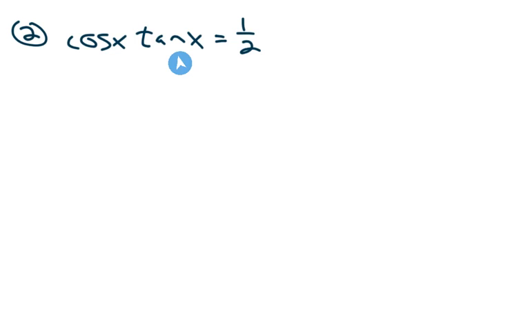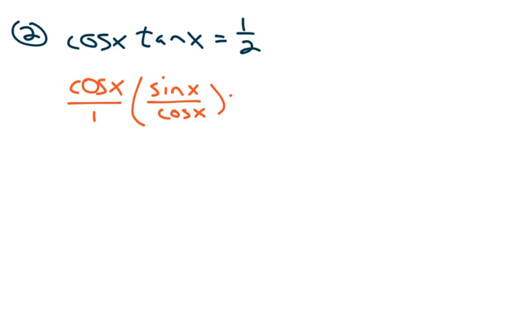So what we need to do is we probably need to rewrite this using our identities. And I think it makes sense to rewrite tangent in terms of sine and cosine because we already have cosine here. So we can say the cosine of x, and I'll put it over 1, just because we know that the tangent of x is going to be equal to sine of x over cosine of x equals 1/2. And something really nice happens here. The cosine of x on the top in the first fraction, cosine of x on the bottom of the second fraction cancel each other out. So really what we're left with is sine of x is equal to 1/2.